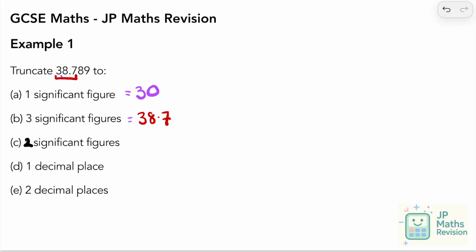So this next one should say 2 significant figures, so I'm just going to change that to a 2. So what we're going to do is look at the first 2 significant figures. So the first 2 significant figures are 38, and I'm going to chop off all of the digits after the first 2 significant figures, so it's just going to be 38. This next one is one decimal place, so 38.7 is 1 decimal place, so we chop off all the digits after the 7, so we're chopping off the 8 and the 9, so it's just going to be 38.7. For 2 decimal places, we're going to chop off all the digits after the first 2 decimal places, so we're going to chop off the 9, so it's 38.78.